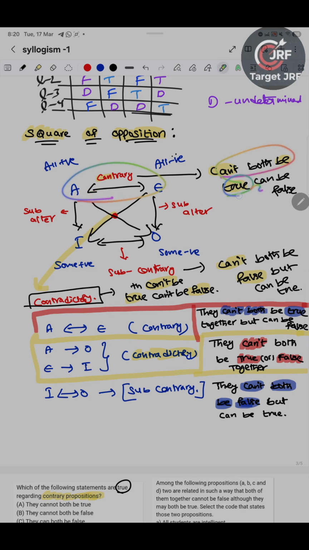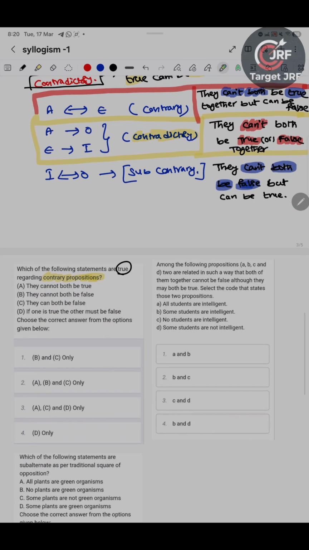Can't both be true, can be false. So we already know that in contrary there is a can't, cannot be true. They can't both be true. Option A is the right answer. There are many right answers here. Since they can't both be true, they can both be false, so C is also a right answer.